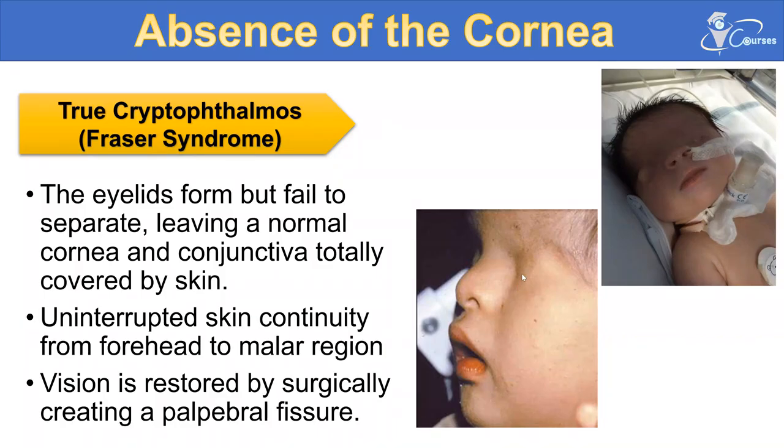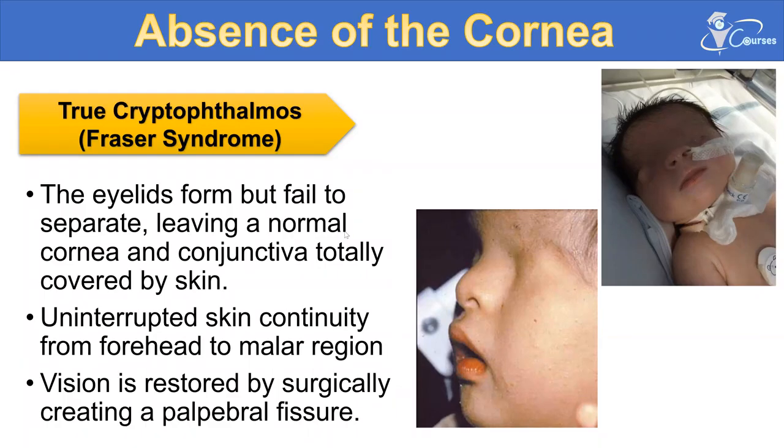So we are trying to create a palpebral fissure for them to allow light to enter through these eyes. And the true cryptophthalmos, or what's called Fraser syndrome, is associated with other craniofacial anomalies, like, as I told you, spina bifida or cleft lip or cleft palate. So this is the condition of true cryptophthalmos.